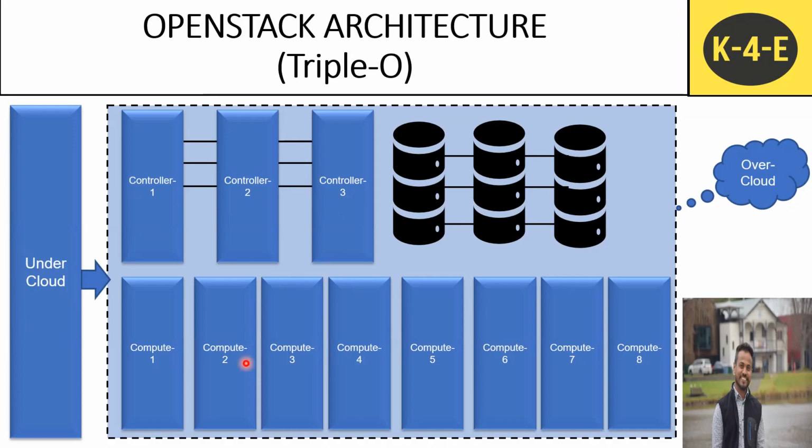Then you have the compute nodes, where your VMs actually get launched. Whenever you launch any instance on OpenStack, it actually gets hosted on one of those physical compute nodes. Now you have the storage node. You have storage nodes for different purposes. We have three types of storage. I mentioned there are three types of storage: one is object storage, one is block storage, and the third one is the file system.